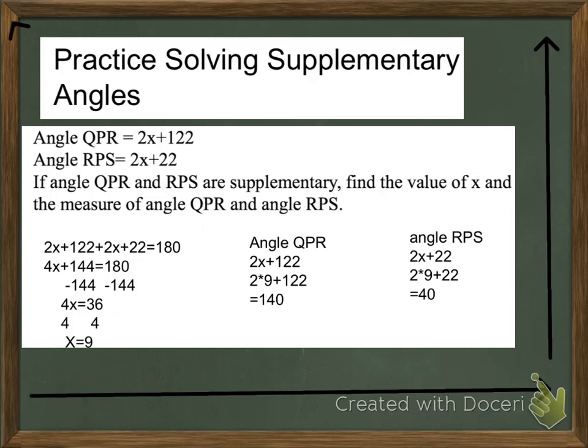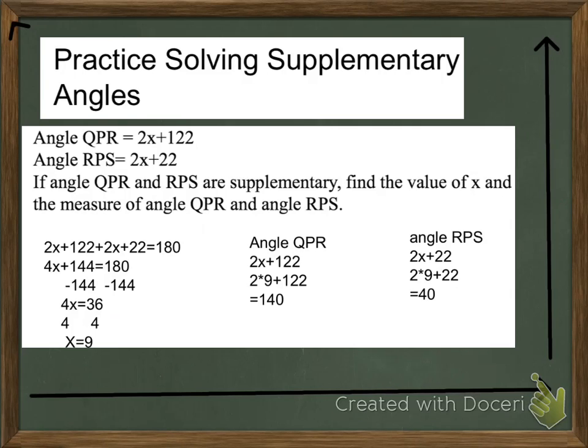Practice solving supplementary angles. Angle QPR equals 2x plus 122. Angle RPS equals 2x plus 22. If angle QPR and angle RPS are supplementary, find the value of x and the measure of each angle.